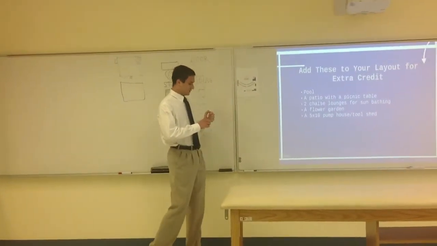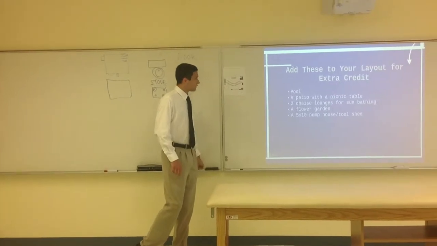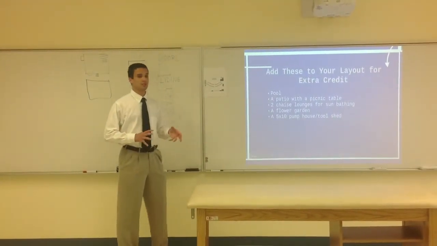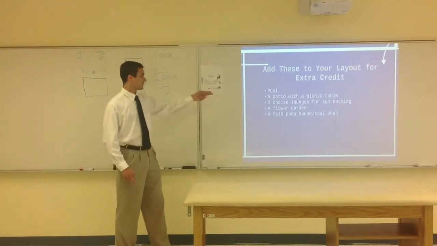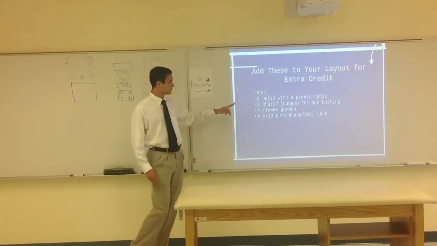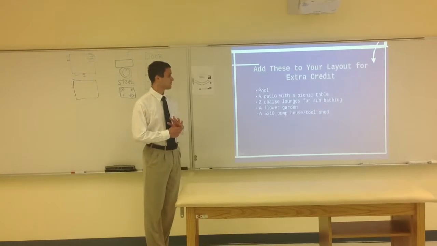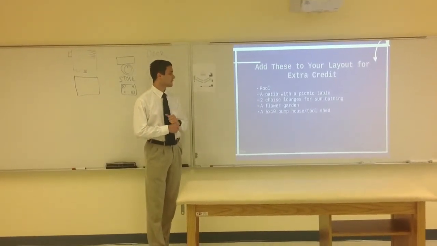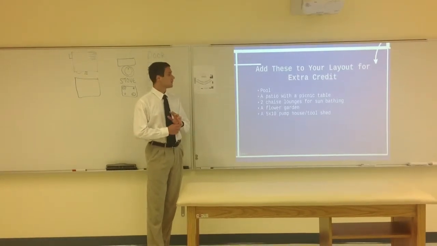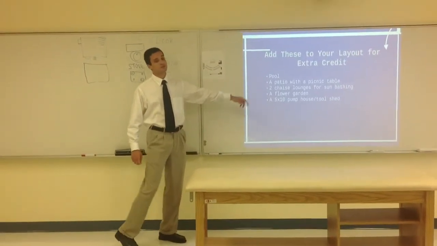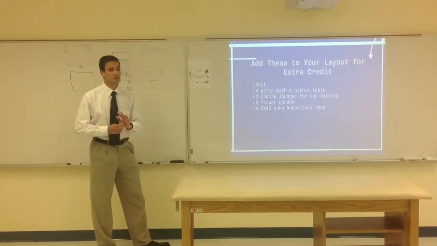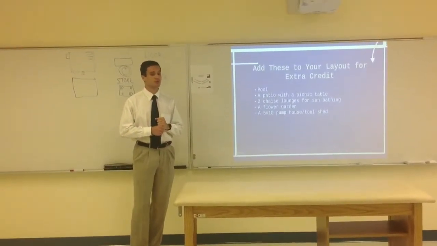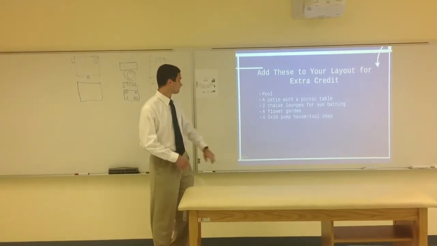Alright? If you want to add a pool, you can, and it can be any shape, any size. A patio with a picnic table, 2 chaise lounges for sunbathing, a flower garden, and a 5x10 pump house pool shed. If you add any of these, those will be for extra credit. If you need any help with them, you can let me know. I'll be walking around the classroom and I can help you draw any of them if you need help.